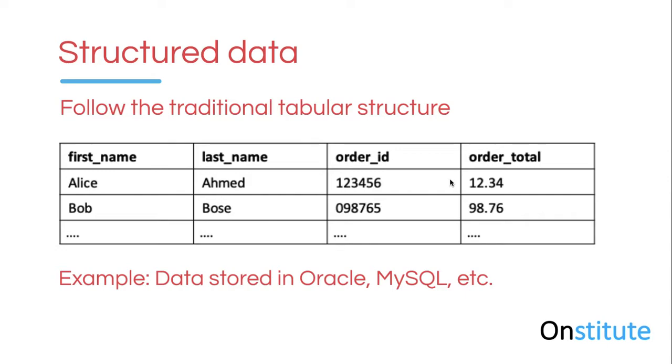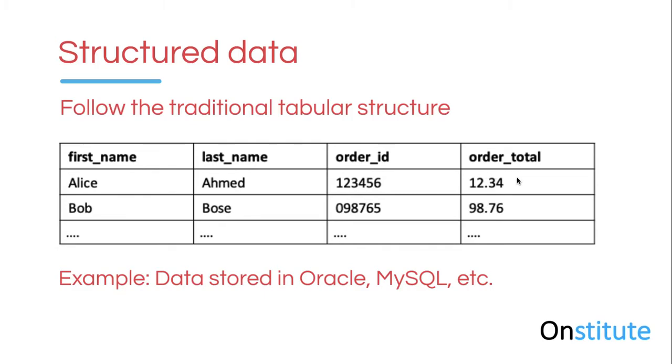For example, the data that are stored in traditional SQL databases like Oracle, MySQL, etc. In these databases, the data is actually stored in the form of columns. For example, in this example, you can see a customer record is stored in the form of a table, and it has first name, last name, order ID, and order total. There are two different customers named Alice and Bob in this table, and they have their corresponding last name, order ID, and order total in here.